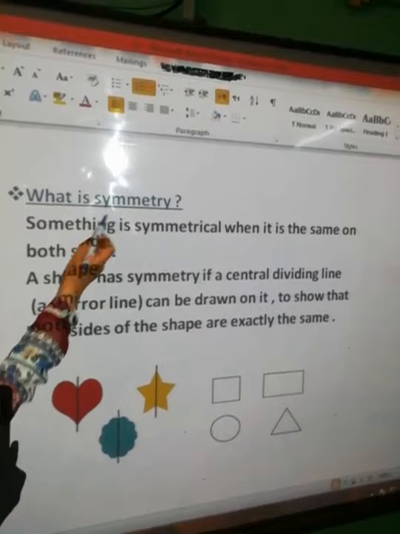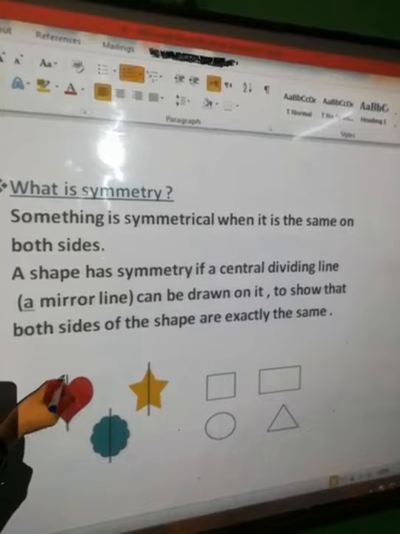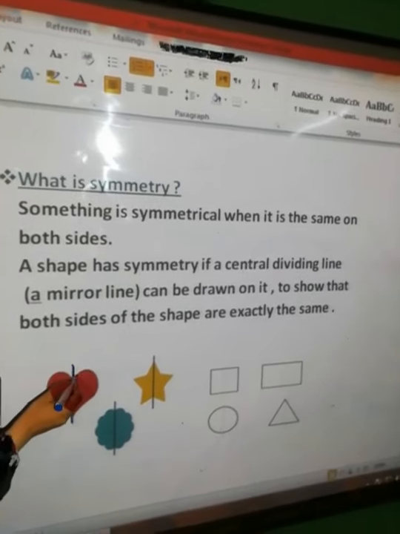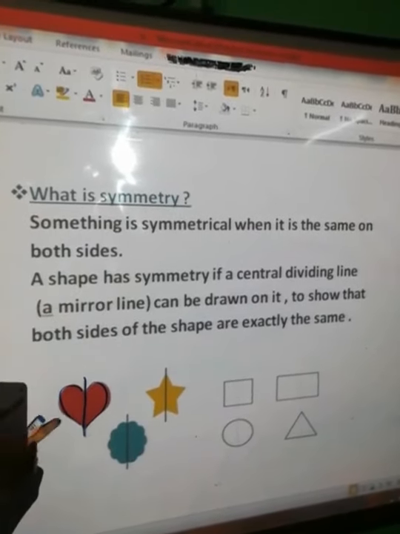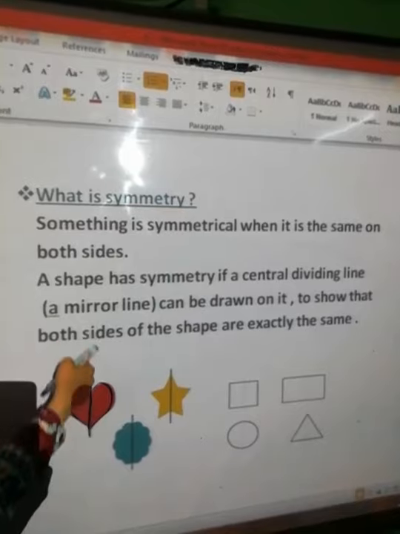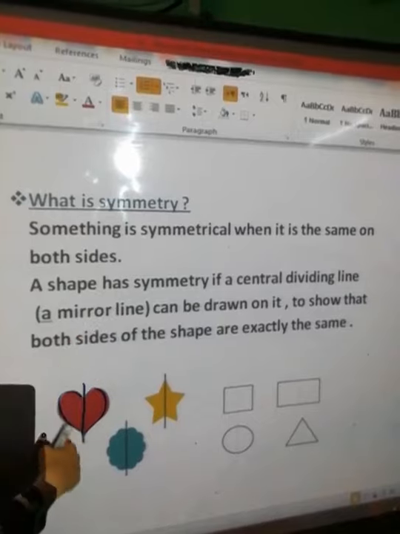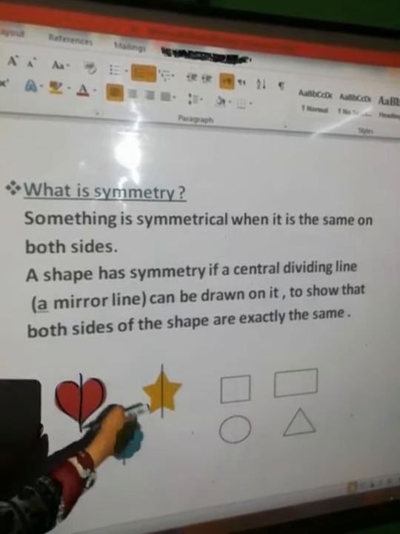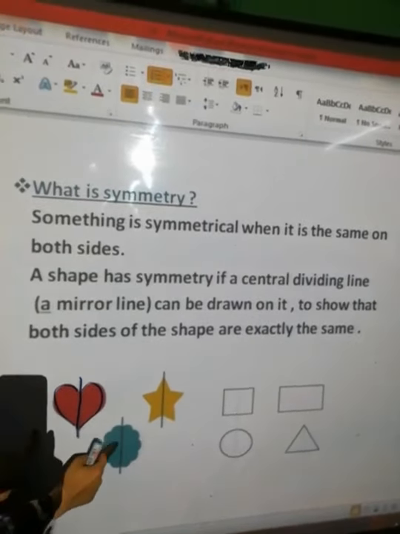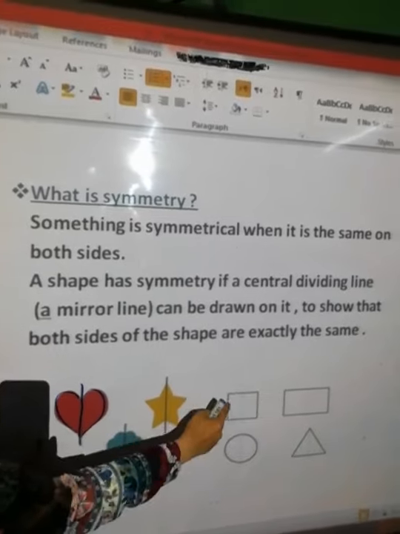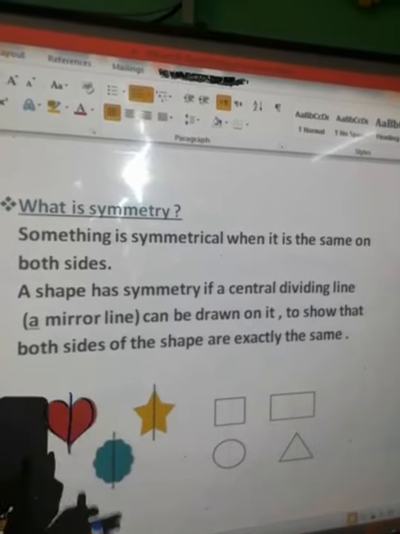What is symmetry? Something is symmetrical when it is the same on both sides. A shape has symmetry if a central dividing line, a mirror line, can be drawn on it to show that both sides of the shape are exactly the same. Again, both sides of the shape are exactly the same.